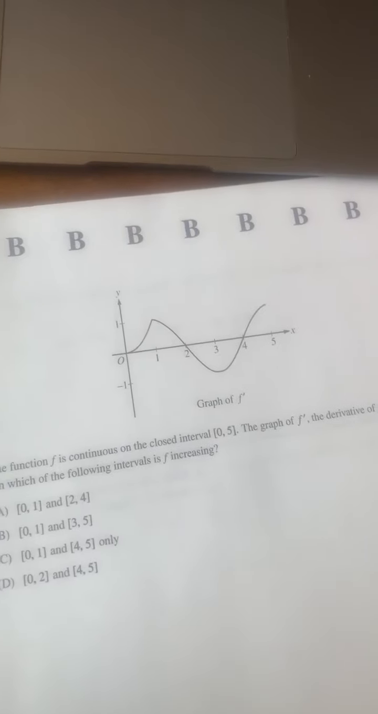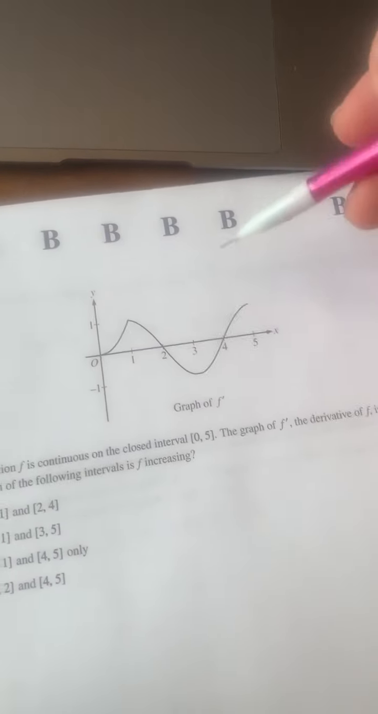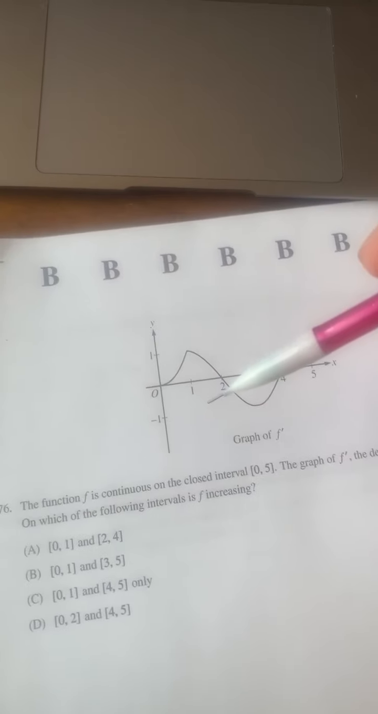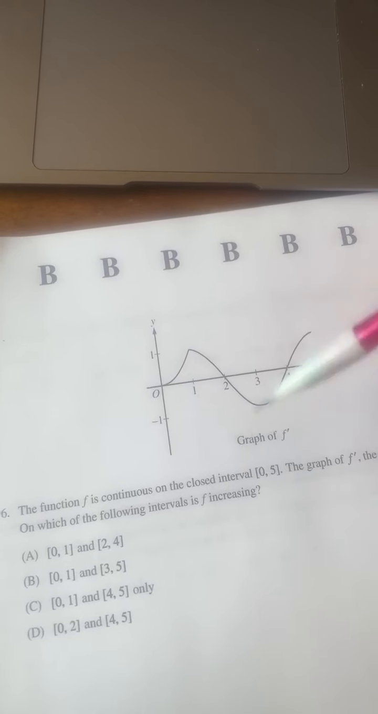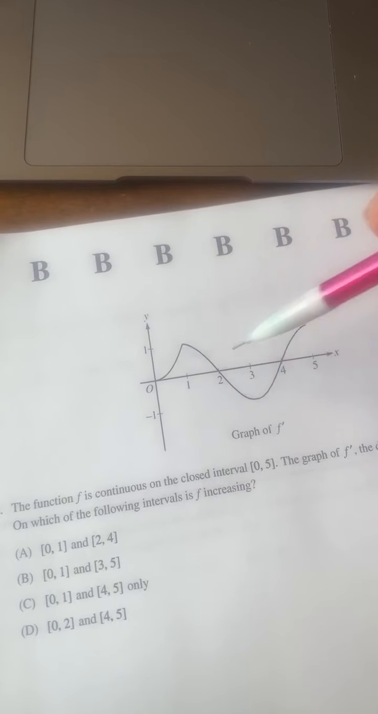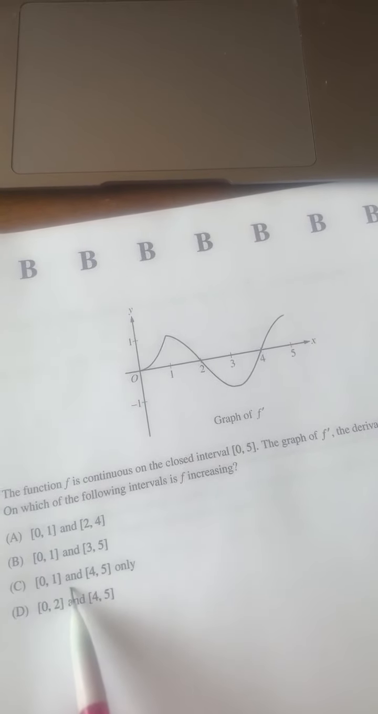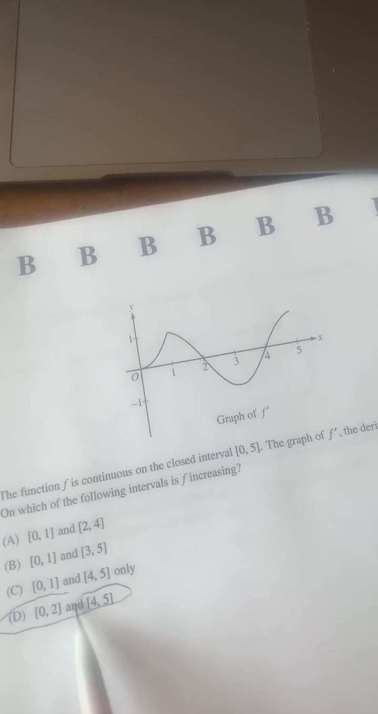Guys, back for the calculator portion of the test. So here we got a picture of f prime. f is continuous on the closed interval, and it says the derivative of f is shown above. f is increasing when this is positive, so 0 to 2, 4 to 5. Really, they should be open intervals, but they always do that. Not really sure why.